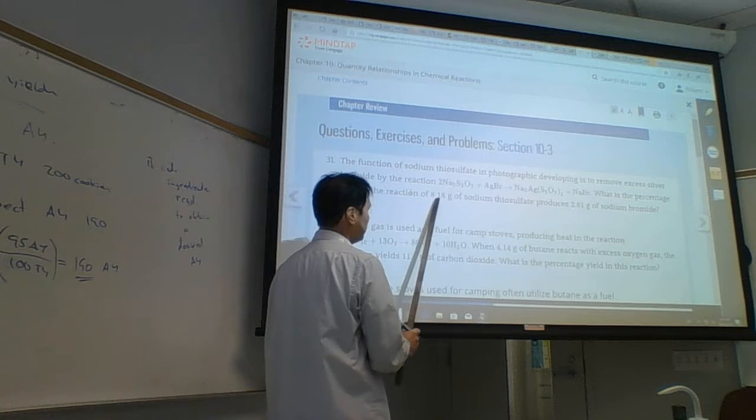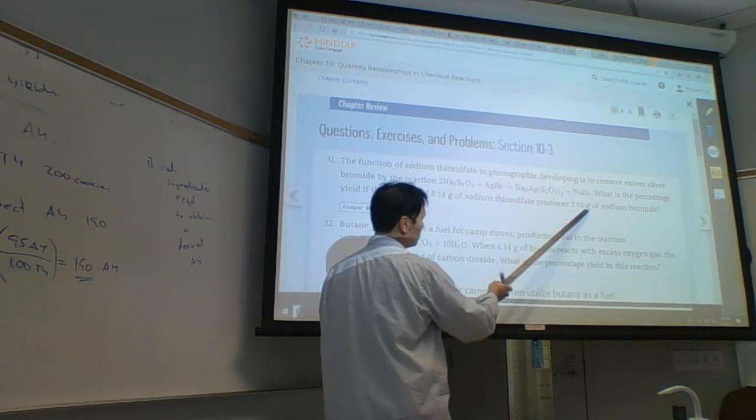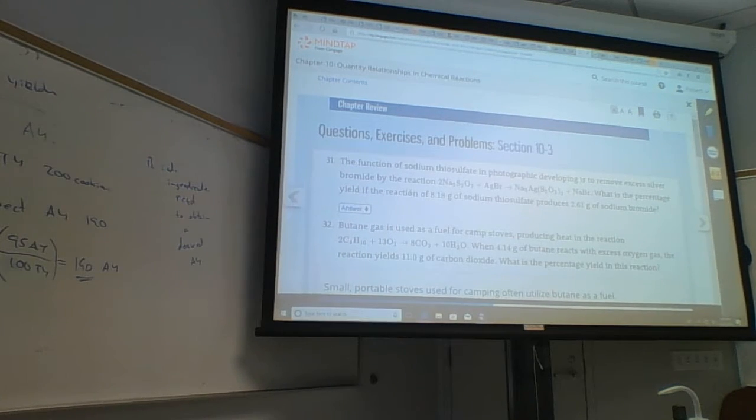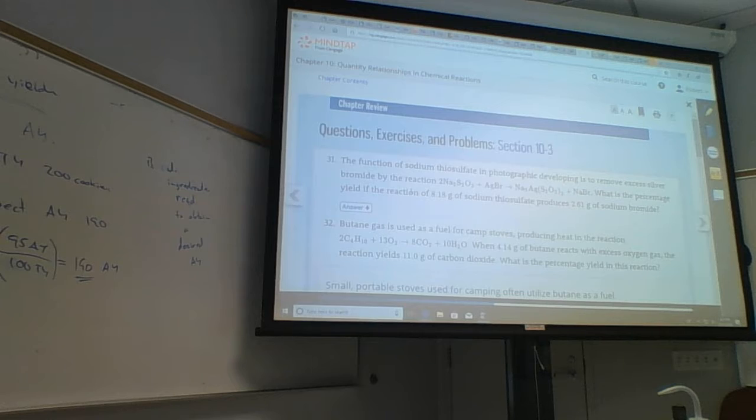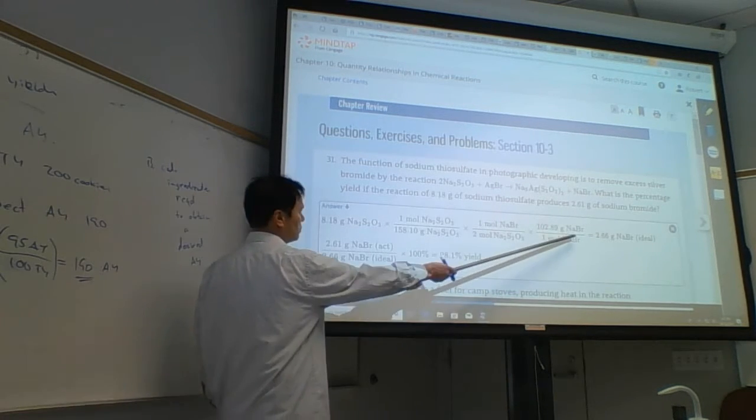So what we need to do is figure out, in theory, how much sodium bromide we should have produced, and compare it to this number. There's only a step 1 here. We already know what the limiting reagent is, and so step 1 is just to predict the yield of sodium bromide.